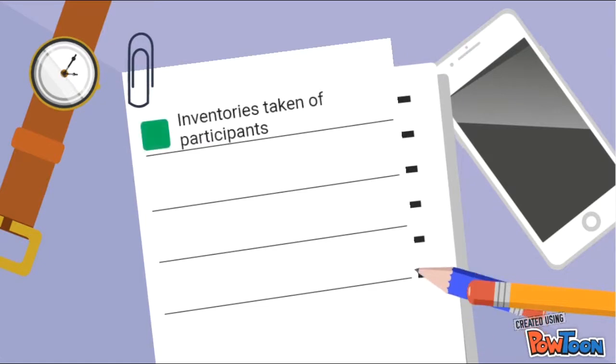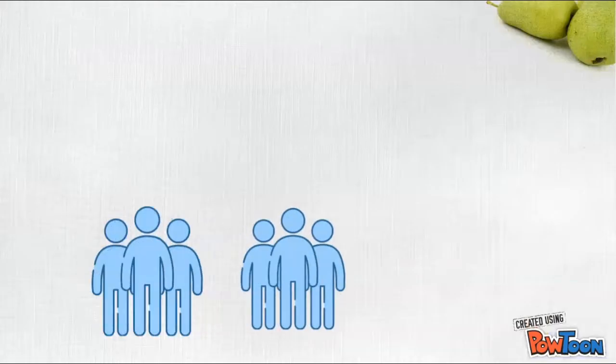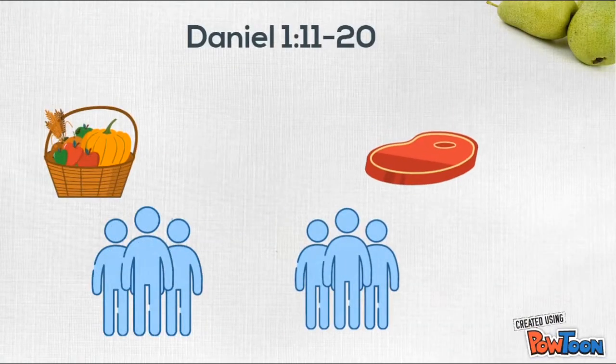Although it's impossible to eliminate every confound, it's possible to minimize them using manipulation checks. Some ways this can be done include having participants take inventories, having independent raters judge experimental materials, and having coders rate the dimension intermittently. Now let's take what we learned and put it into practice.